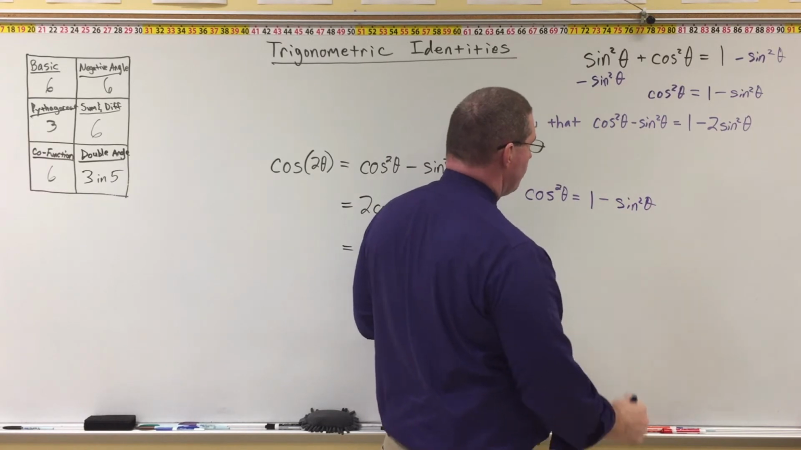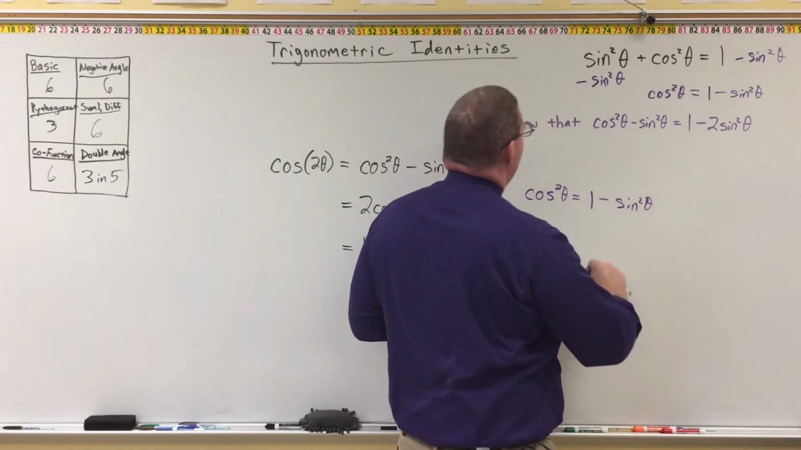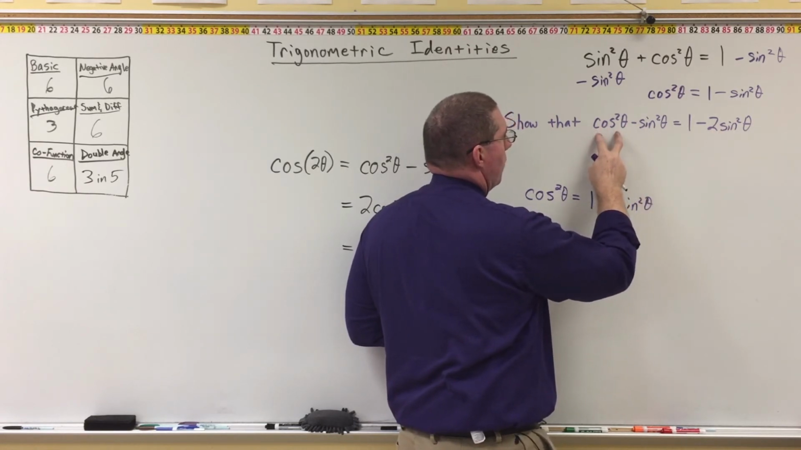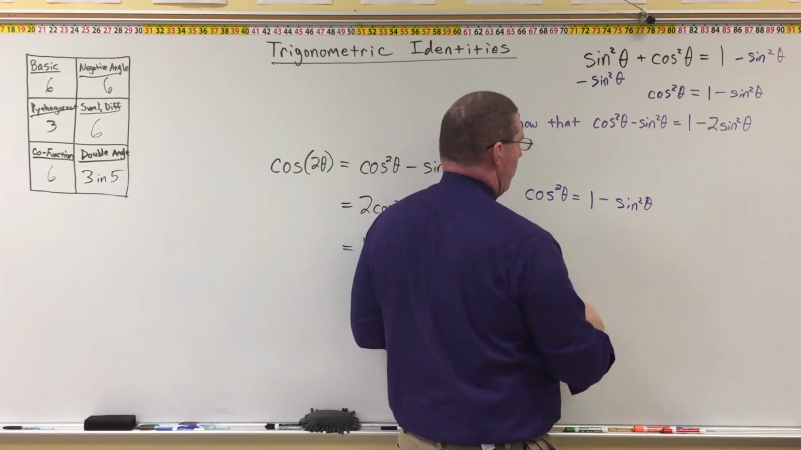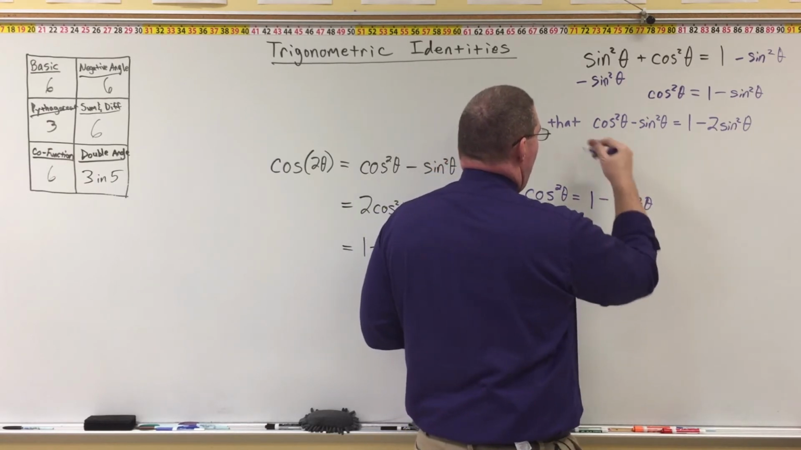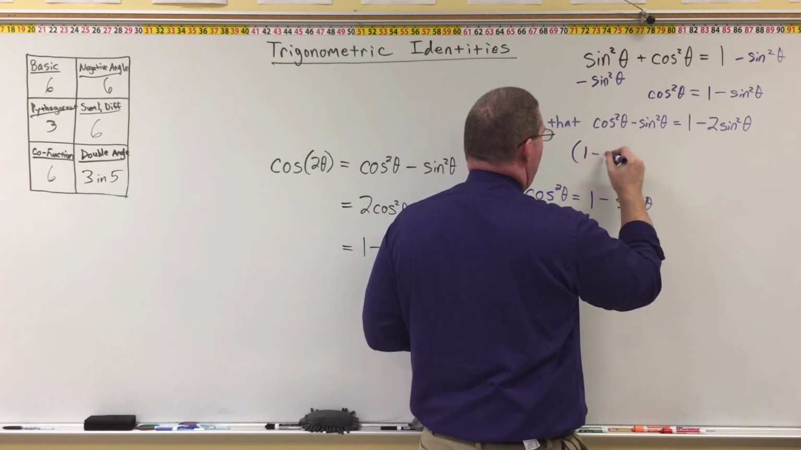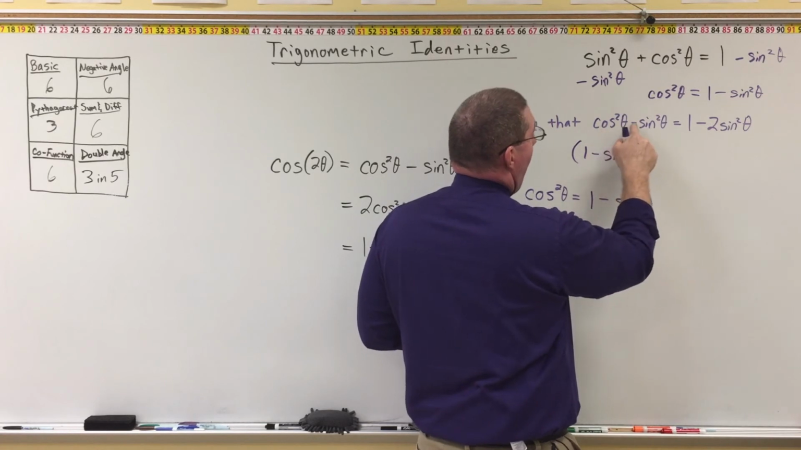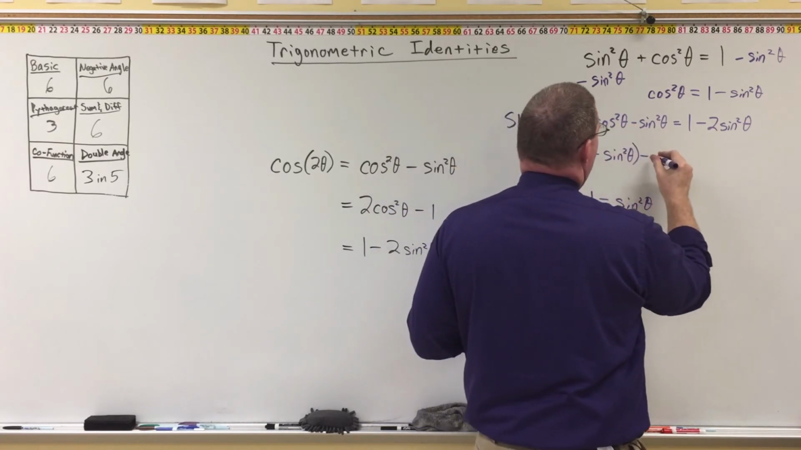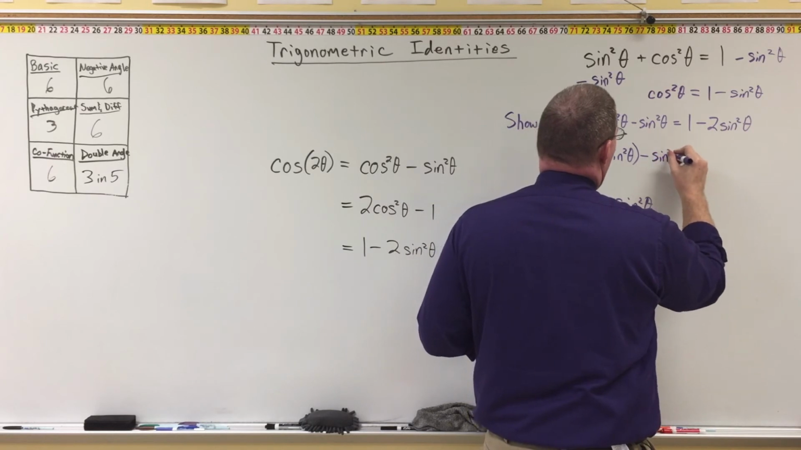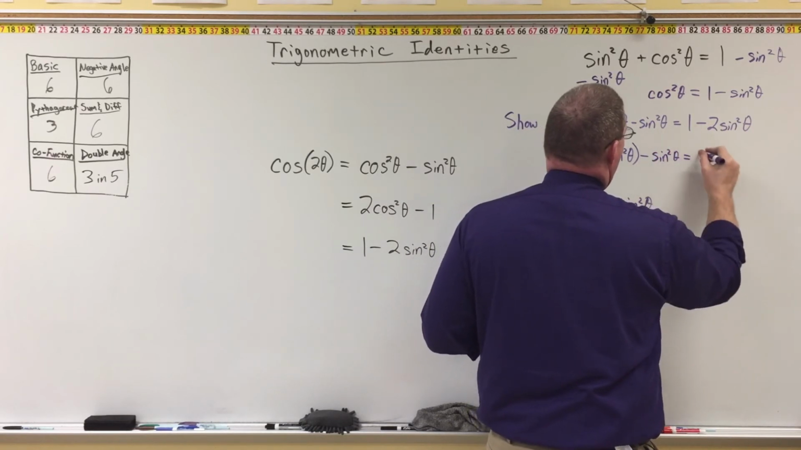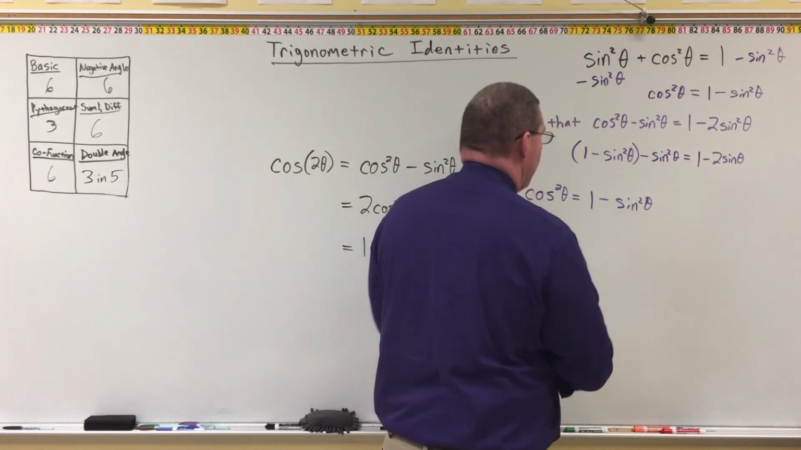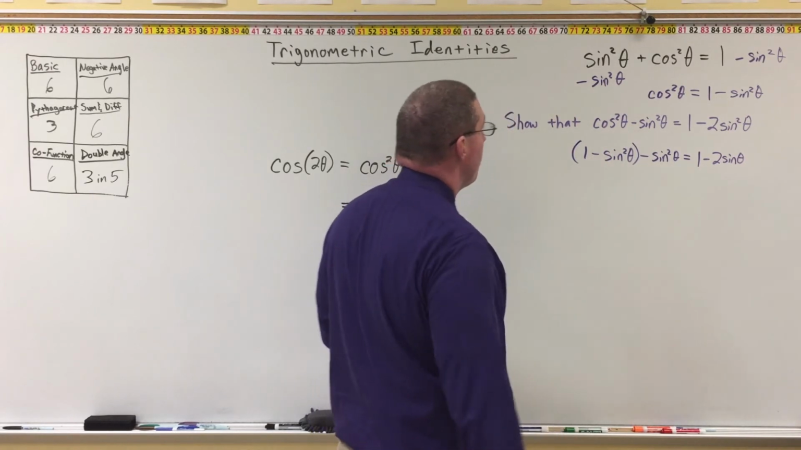So now, in this equation, I can replace cosine squared of theta with 1 minus sine squared of theta. On my next line, I'm going to replace cosine squared of theta with 1 minus sine squared of theta. That's replacing that. Now, I didn't replace the rest of this. The minus is still there. Minus sine squared of theta equals 1 minus 2 sine squared of theta. I'm not changing the right side there. Okay, I don't need that anymore.